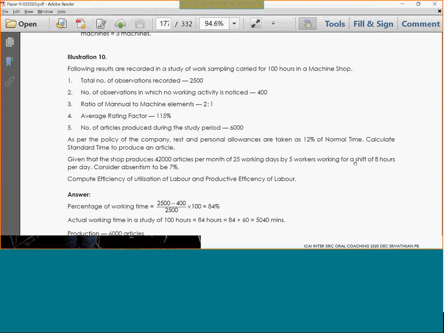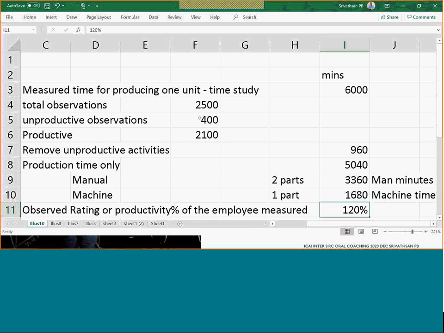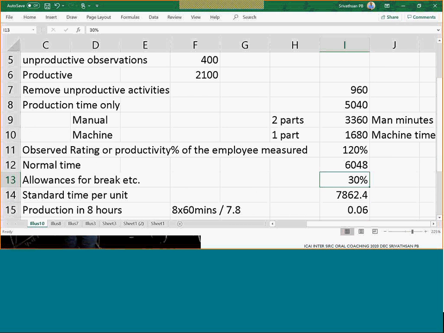Now, one second. Sorry. So, the average rating factor is 15%. Employees are producing at 115%.